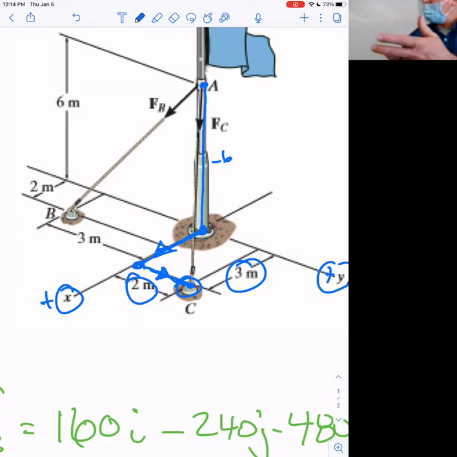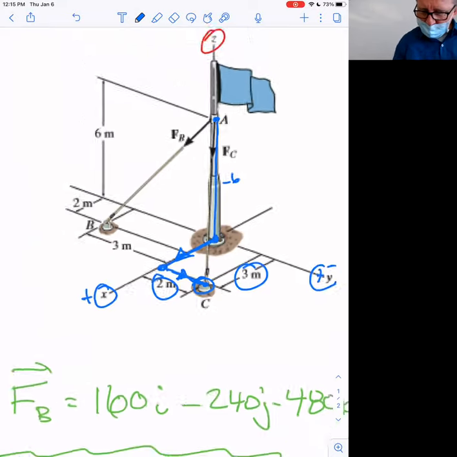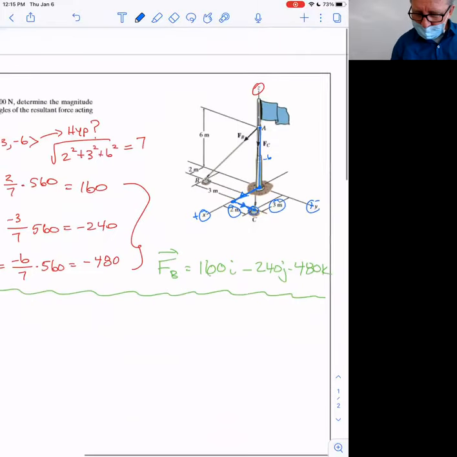But then I got to think, okay, now I got to get the order right. Because -6 is not X, so I can't put -6 first. So my X was +3, my Y was +2, my Z was -6.